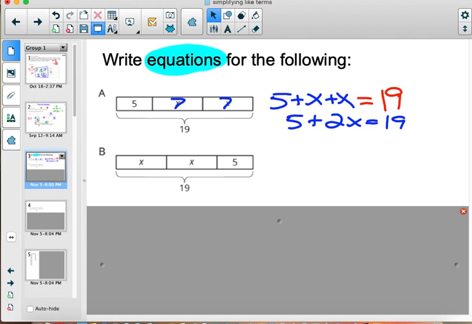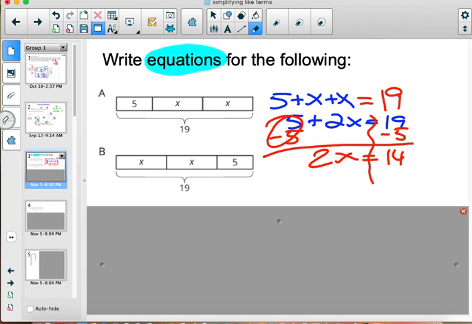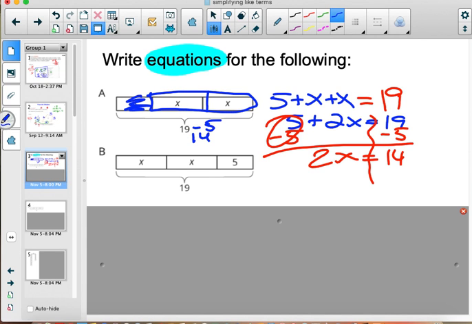Now that you see that one, let's not skip B. Pretty much it's just flipped, right? So what I'm going to do is show you that he's right by doing the work. Brandon, what would you do on both sides to solve this? Minus 5 on both sides. You get 2x equals 14. That makes sense, right? Because if you took this 5 away, and you took 5 away from here, you'd have 2 x's equal 14, and then you would split that up evenly, and you would get x equals 7. So you would be right.